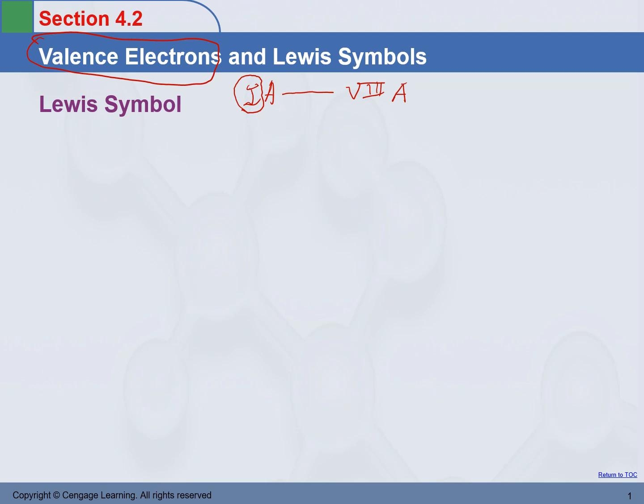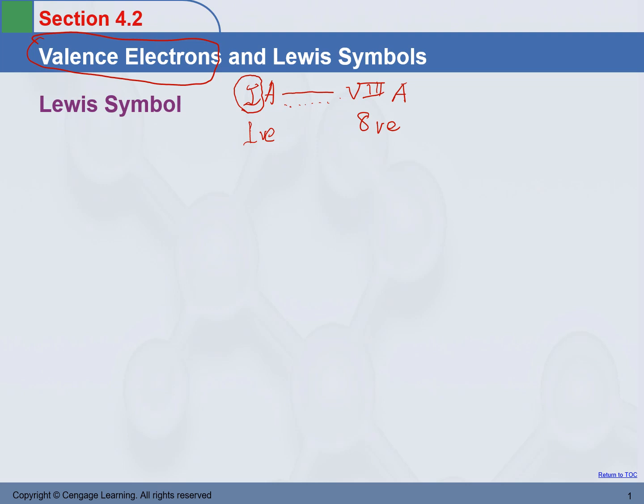If you remember that, right away we know that all the elements in column 1A, they all have 1 valence electron. In 2A will have 2 valence electrons, 3A will have 3, 8A will have 8 valence electrons. Keep that in mind. Now let's move on to Lewis symbol.